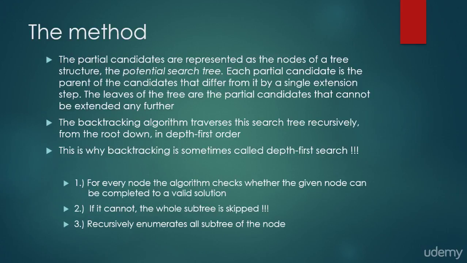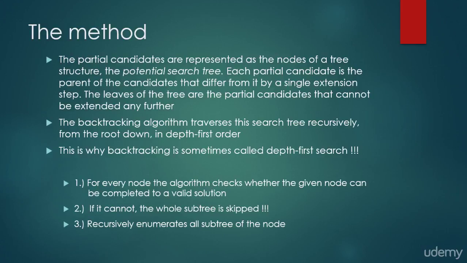The partial candidates are represented as the nodes of a tree structure, the so-called potential search tree, and each partial candidate is the parent of the candidates that differ from it by a single extension step. The leaves of the tree are the partial candidates that cannot be extended any further, and the backtracking algorithm traverses this search tree recursively from the root down in depth first order. This is why backtracking is sometimes called depth first search, because basically it does a depth first search.